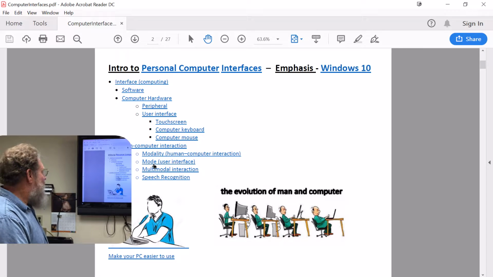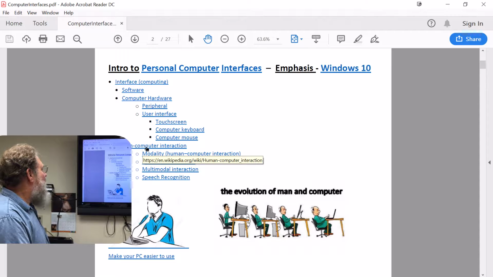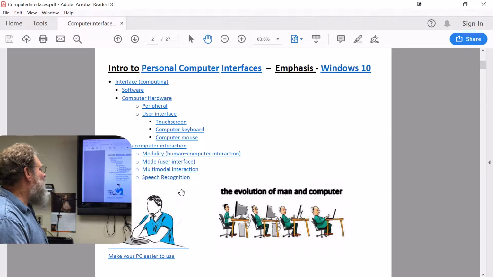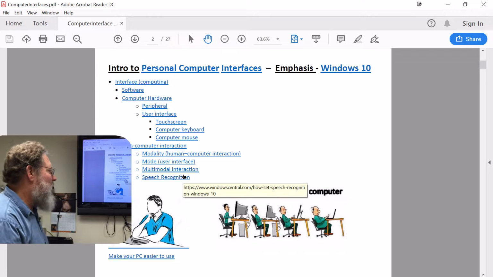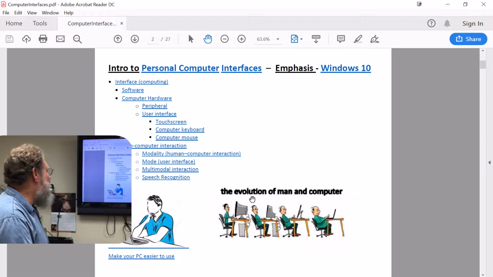There's all kinds of human interactions, human to computer, and they have fancy words. We can look at some of those as well. But the main thing is, for this group, I think we just want to be able to understand our computers a little better and Windows 10 rather than dive into the trenches for every little definition that there is out there.